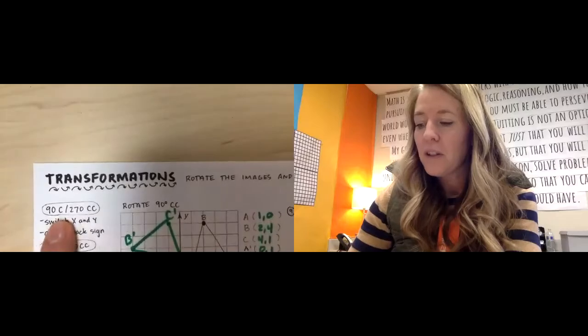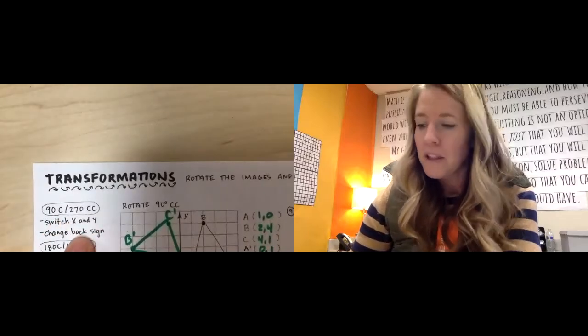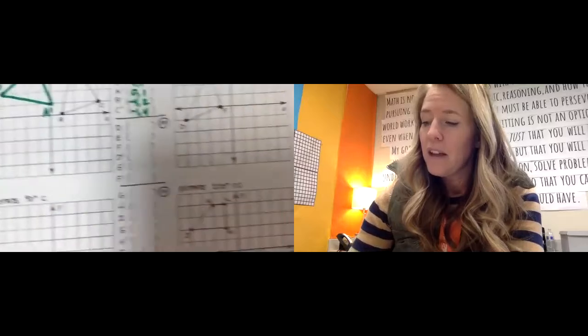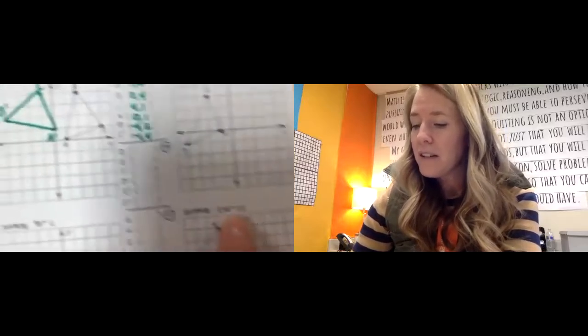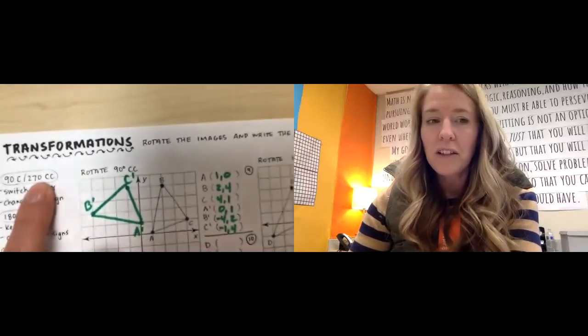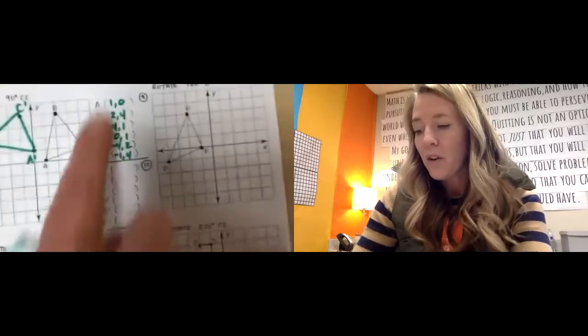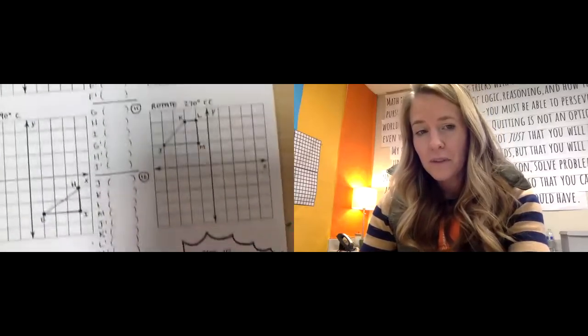Okay, the next one says rotate 90 degrees clockwise. So that's actually the first one. Switch your X and your Y, but then change the back sign, not the front sign like we did earlier. It's a different move. And then rotate 270 counterclockwise. Look, that looks familiar, right? 270 counterclockwise, switch X and Y, change the back sign. Write down all those coordinates as you're working, okay?